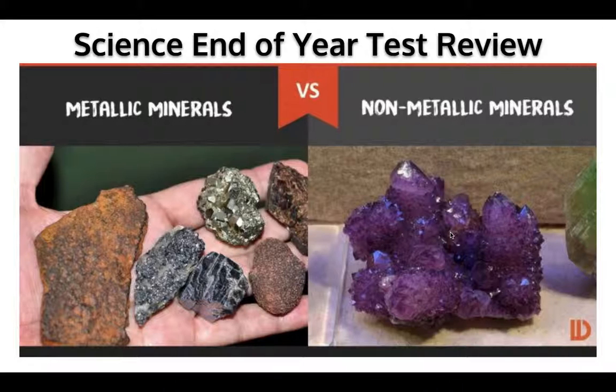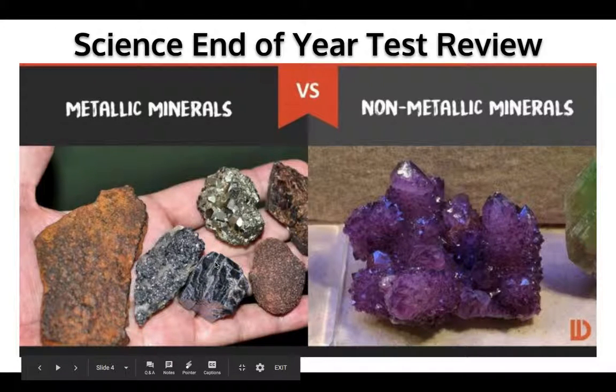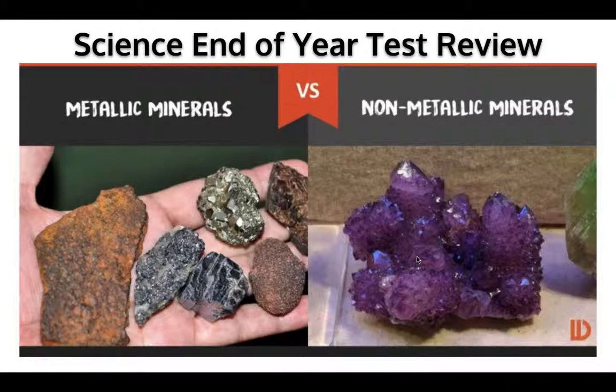So what is the difference? Well, these minerals over here, such as pyrite, they look like pieces of metal. That's what metallic means. So all of these minerals over here look like pieces of metal. This does not look like a piece of metal. So again, don't get that confused. Just because something is shiny, it does not mean it has metallic luster.